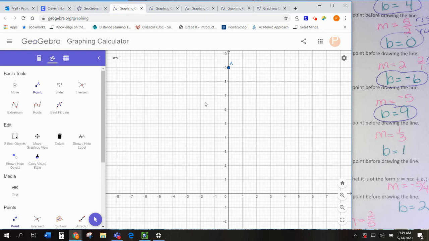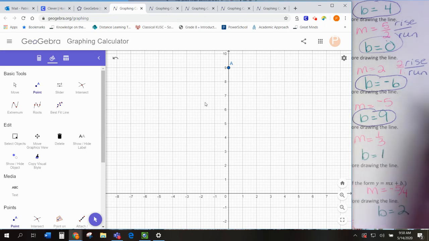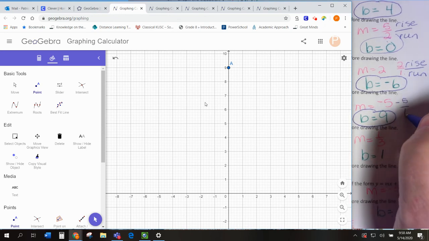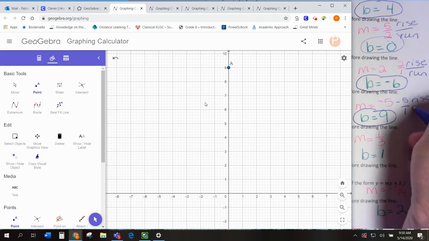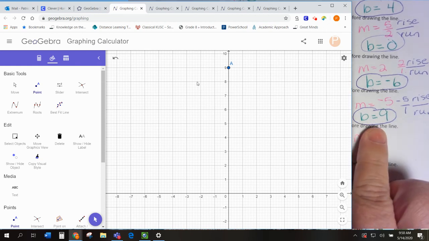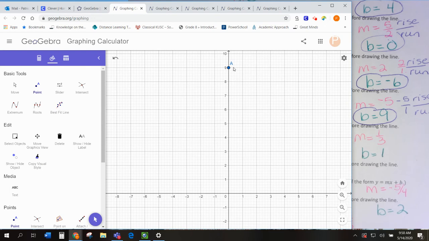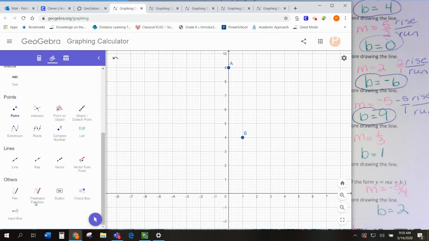Now our slope is -5. So we have to figure out how to write -5 as a fraction. That would be -5 over 1. So our rise would be -5 and our run will be 1. Starting at our y-intercept of 9, we're going to go down because it's a negative rise. We're going to go down 5, 1, 2, 3, 4, 5, and over 1. And then we can connect these points. There we go.